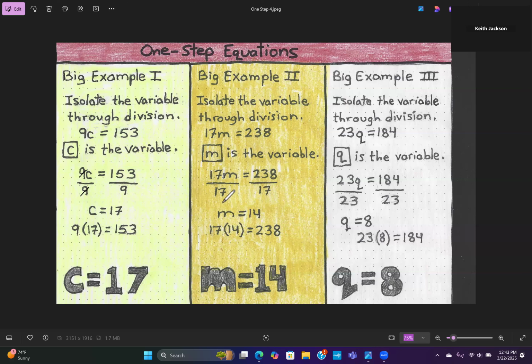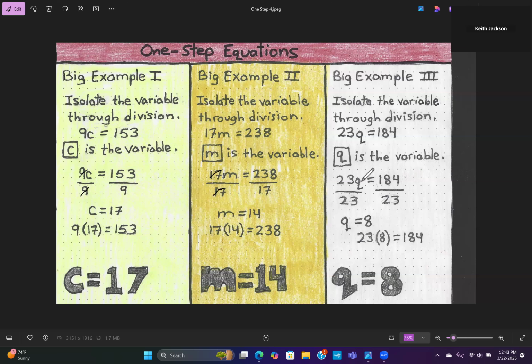And so we divide by 17, 17 divided by 17, right, would just give me that 1, which just leaves m, or 1m, or just m right here. So we know that m was equal to 14 because 238 divided by 17 will give us 14. And we can prove that by multiplying 17 by 14, and that would give us 238. And we discovered that 14 is that magic number that was hiding behind m all along. So m is equal to 14.